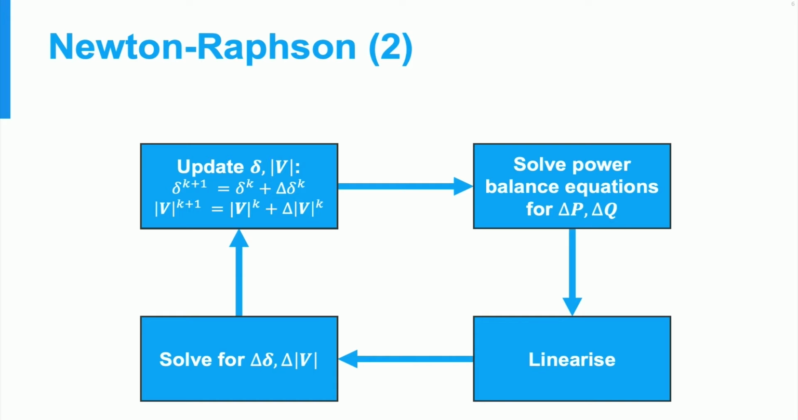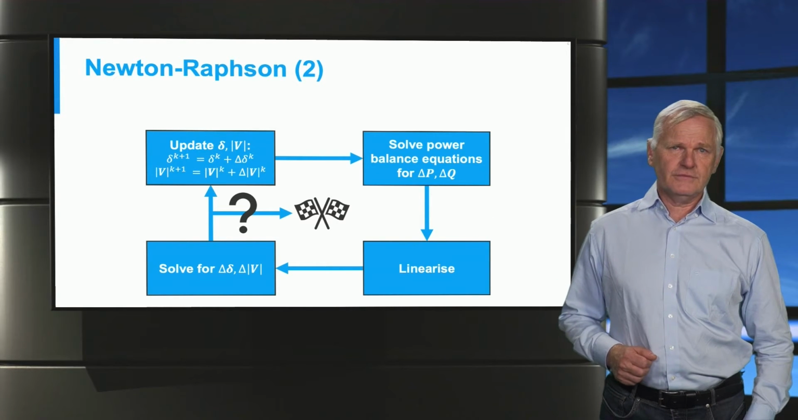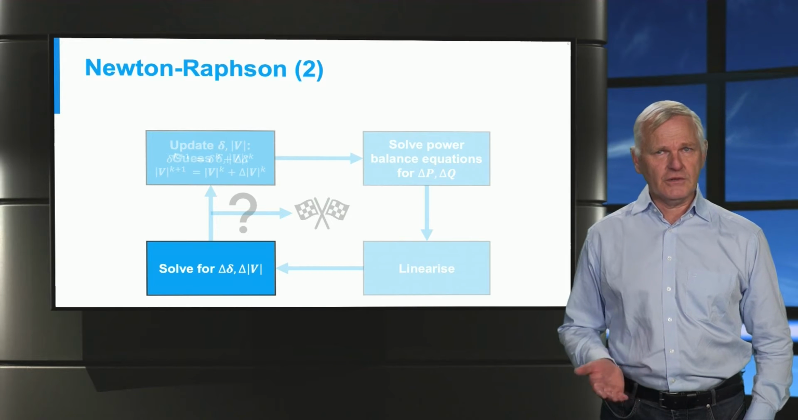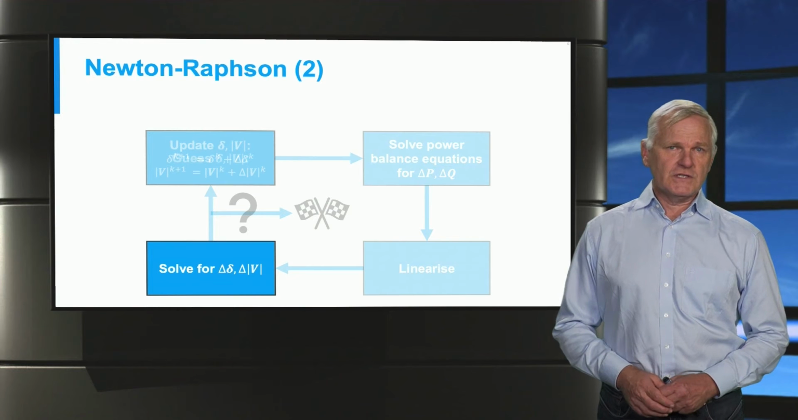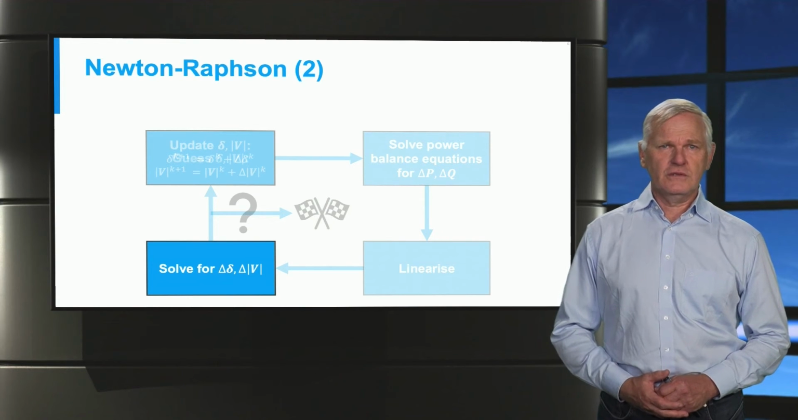This process is iterated a couple of times, and during this, the solution improves. A stopping criterion is needed to check when the solution is considered to be good enough. Solving for the bus voltage magnitudes and angles is where the linear solver comes into play. That is also why it's called the engine of the simulators.